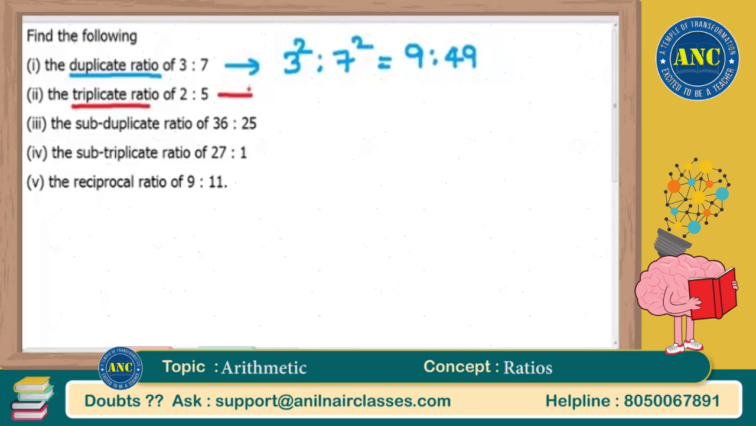Triplicate ratio is nothing but cubes. 2 cube is to 5 cube should be the answer. 8 is to 125.